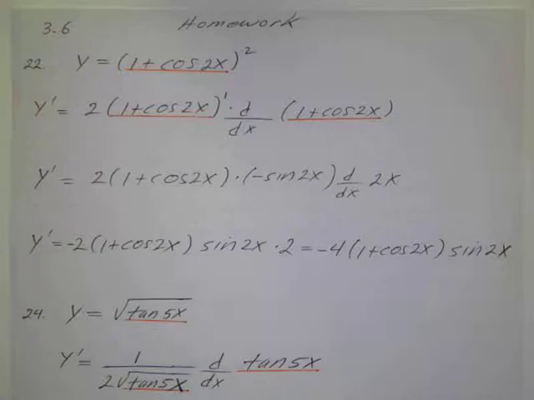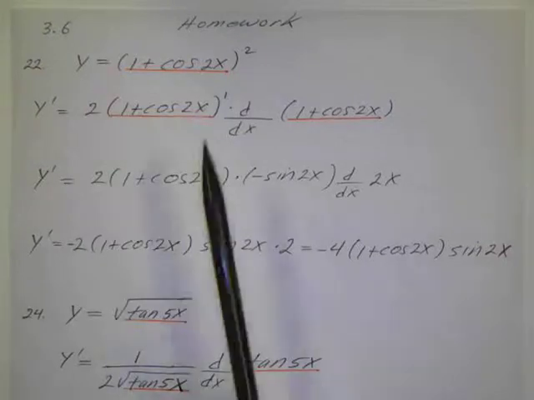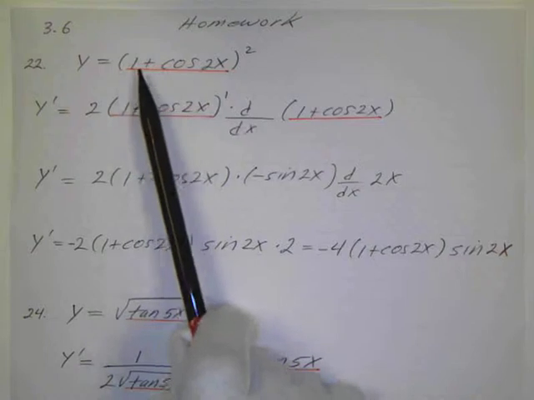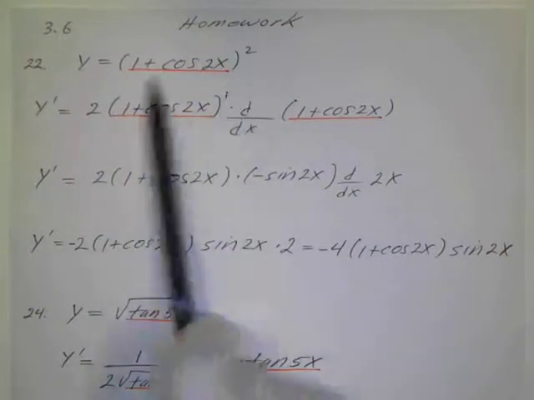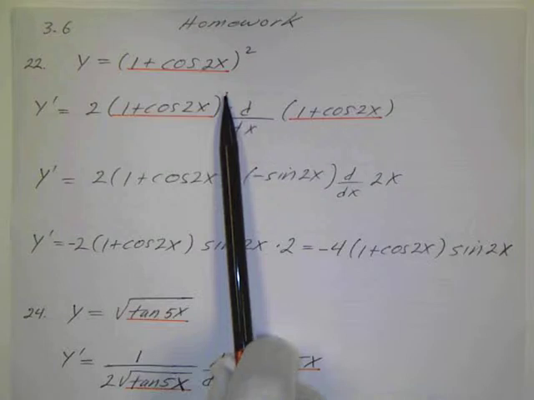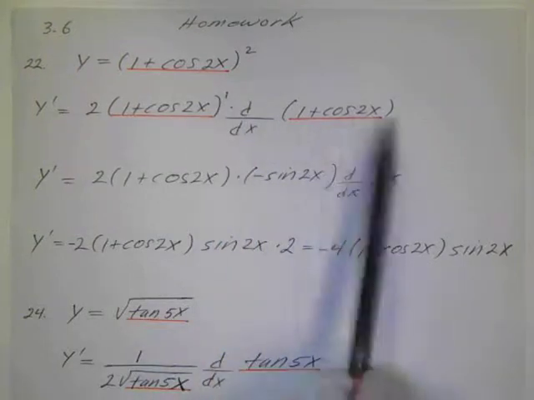Okay, some more problems from section 3.6, and this is number 22. y equals (1 plus the cosine of 2x) squared, so we're going to take the derivative of this. So this is just the straight power rule. The derivative of something squared is 2 times that something to the first power, again times the derivative of the something, so we have to apply the chain rule.